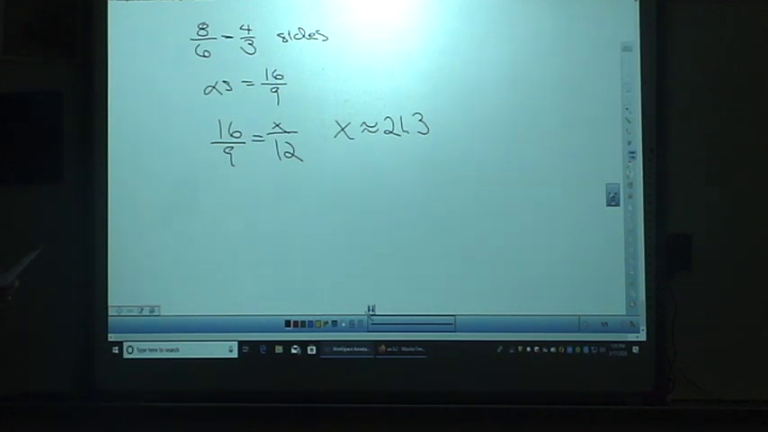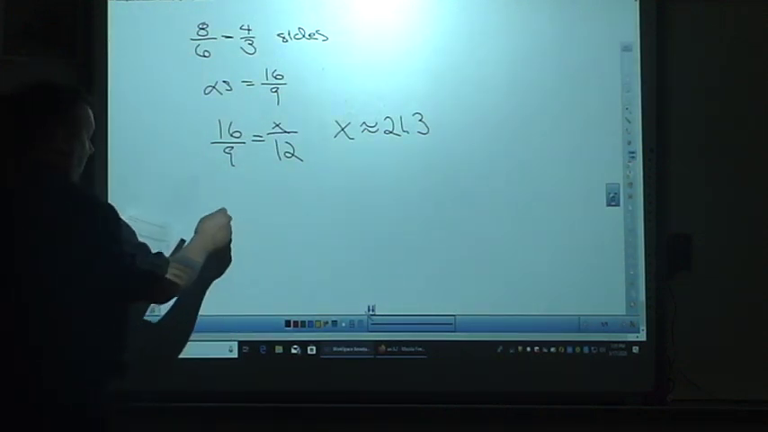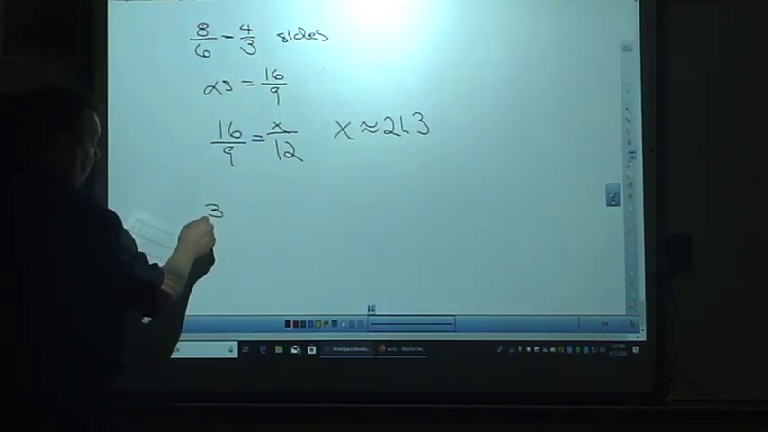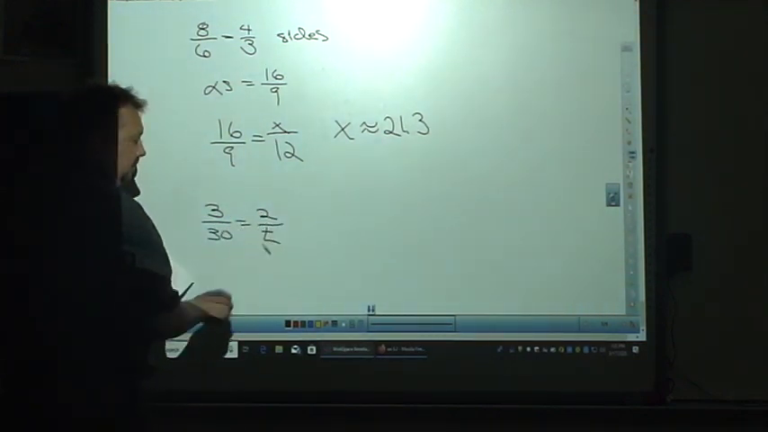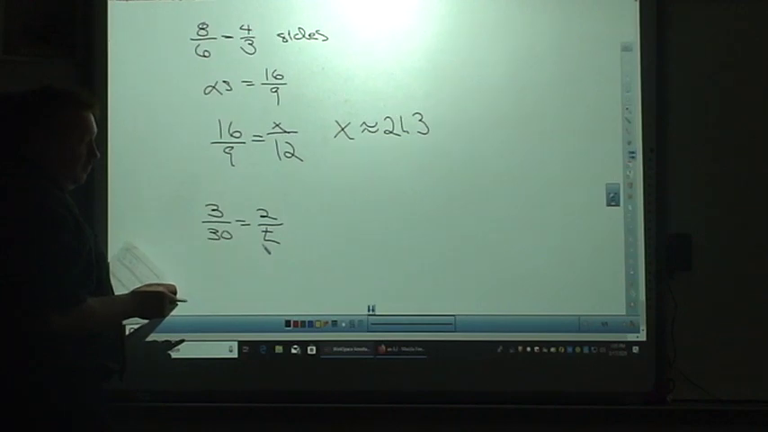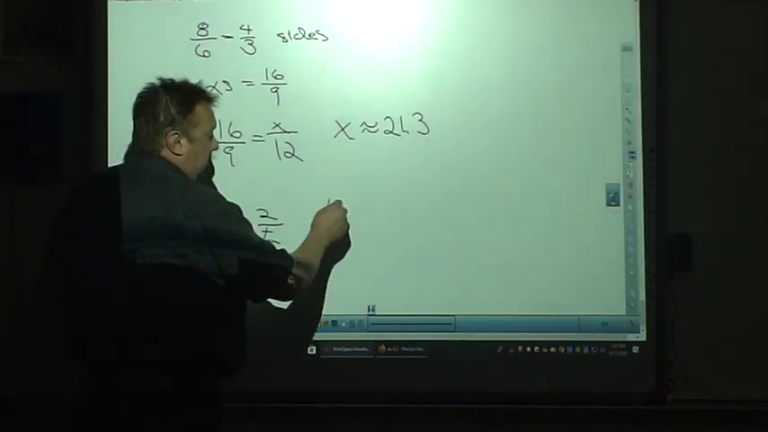On the next one, set up corresponding triangles again. You're going to have 3 to 30 equals 2 to t. When you cross multiply, you get t equals 20.